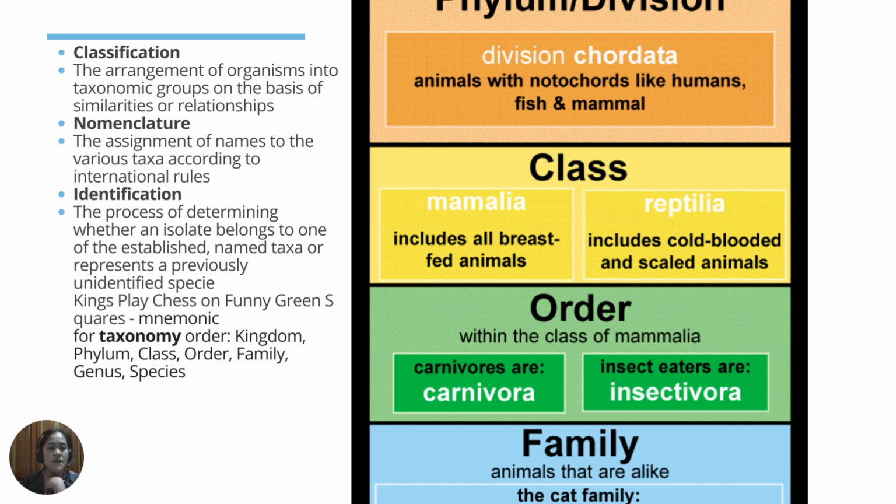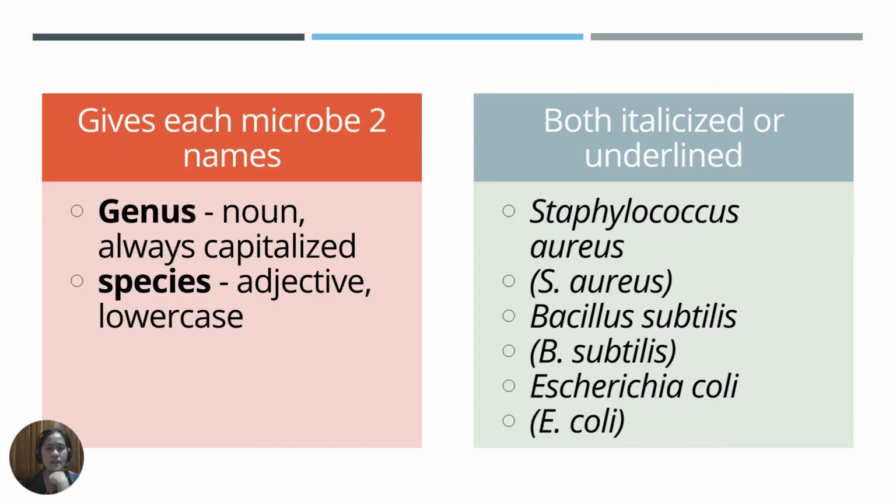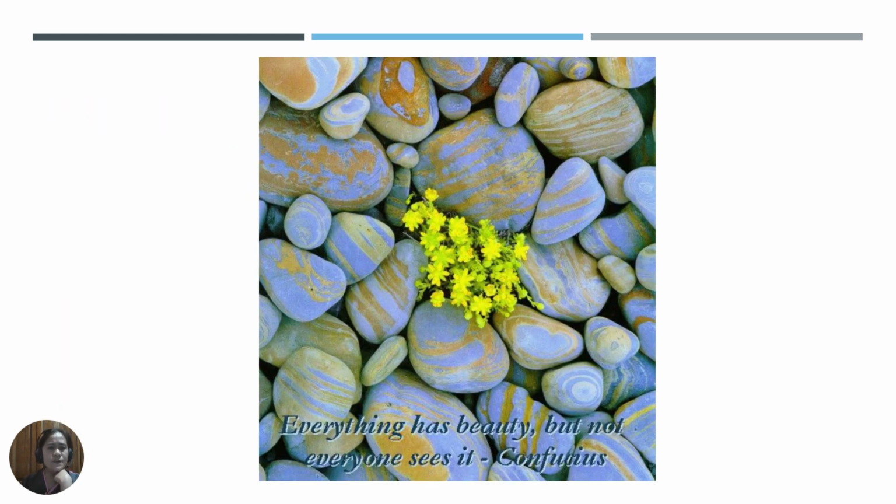So, king means kingdom, play is the phylum, chess is the class, on is the order, funny is the family, the green is the genus, and the squares is the species. Kingdom, phylum, class, order, family, genus, species. Okay? Na-discuss na natin yan nung nakaraan.